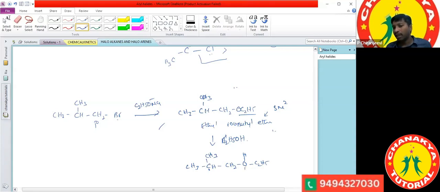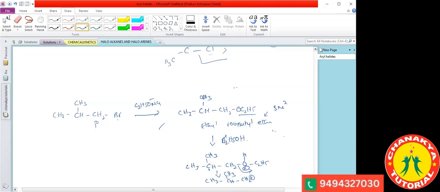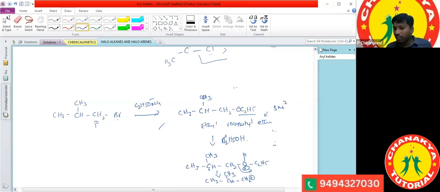It is highly unstable. To become stable, it loses the ethyl alcohol. CH3, CH3, H, CH2 is there, plus it forms a primary carbocation. Is the primary carbocation more stable or less stable? Primary carbocation is less stable. In the stability order of carbocations, tertiary is more stable than secondary, and secondary is more stable than primary.